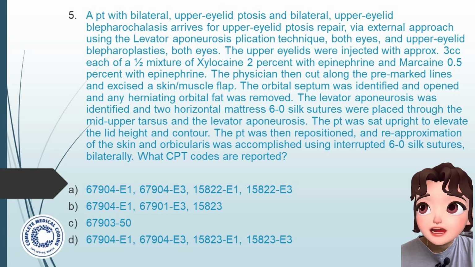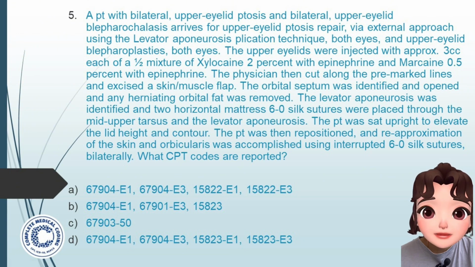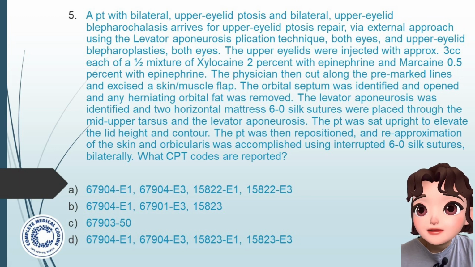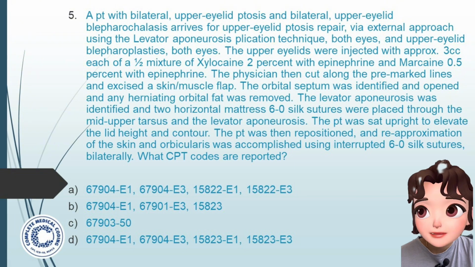The physician then cut along the pre-marked lines and excised a skin or muscle flap. The orbital septum was identified and opened, and any herniating orbital fat was removed. The levator aponeurosis was identified and 2 horizontal mattress 6-0 silk sutures were placed through the mid-upper tarsus and the levator aponeurosis. The patient was sat upright to elevate the lid height and contour.